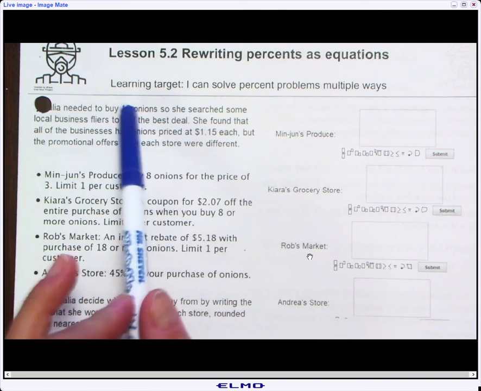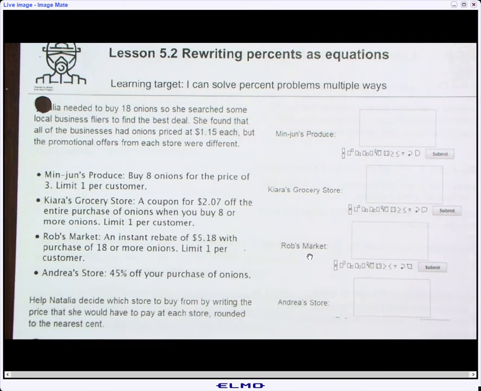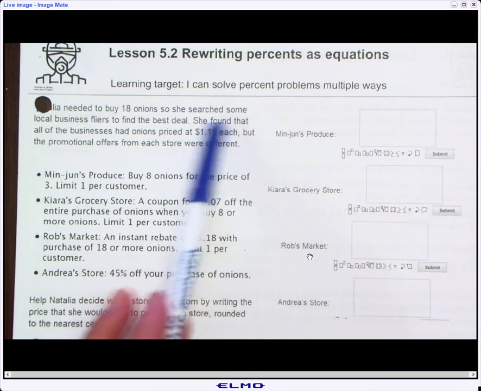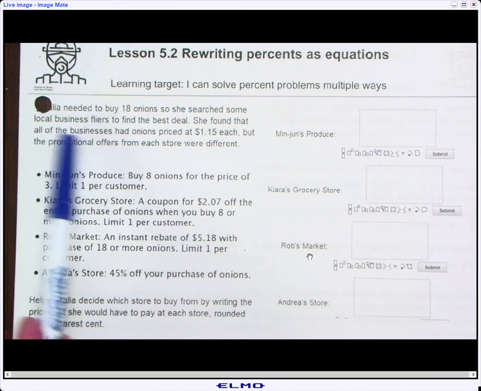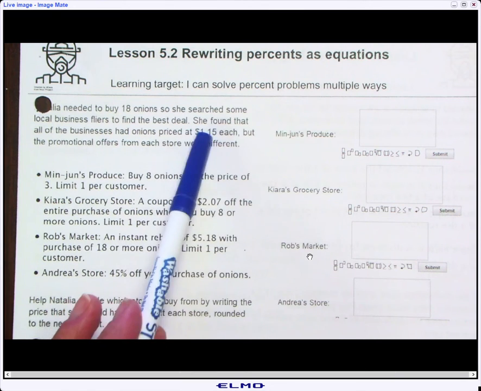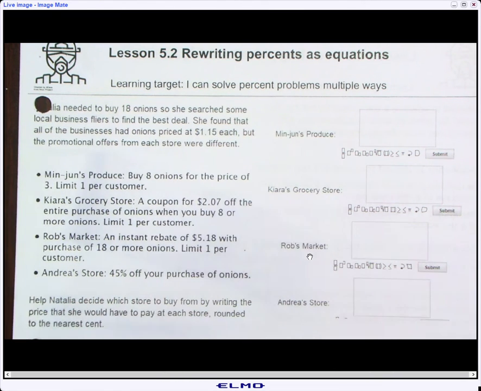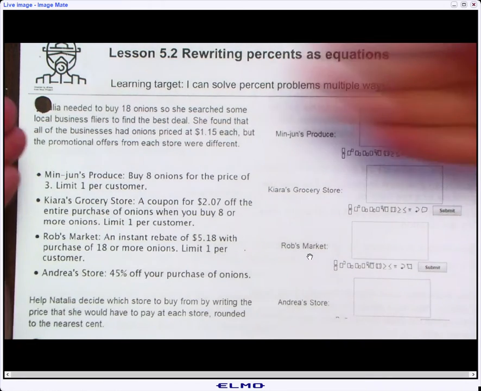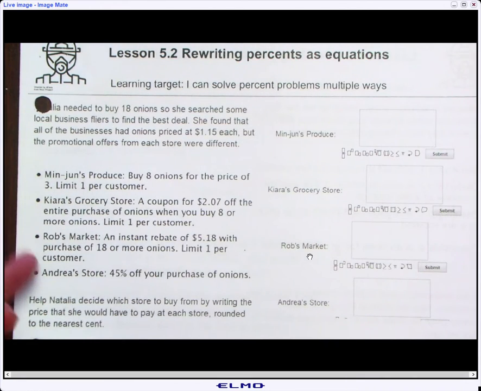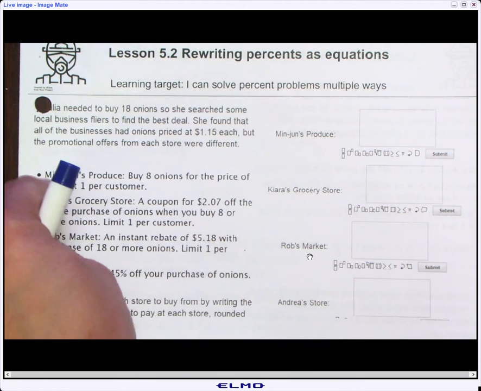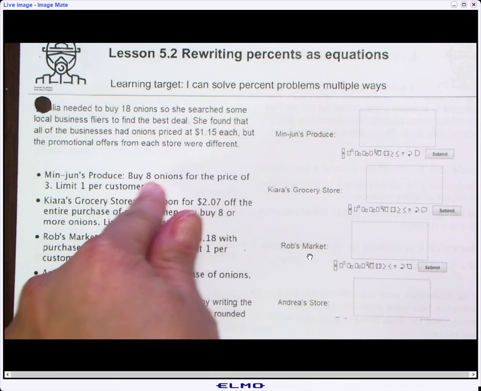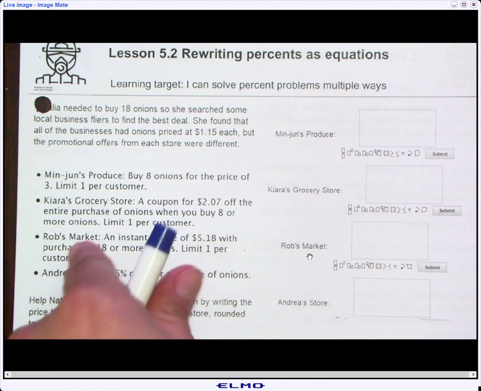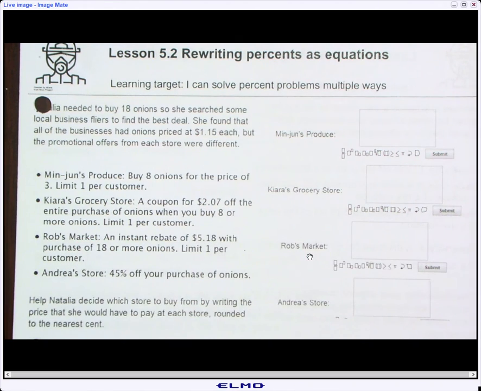Natalia needed to buy 18 onions, so she searched some local business flyers to find the best deals. She found that all of the businesses had onions priced at $1.15 each, but the promotional offers from each store were different. So this is going to be like our base, and then we're going to look down at these 4 stores and see how much the onions cost. So we're going to start with Min Jun's store: buy 8 onions for the price of 3, limit 1 per customer.